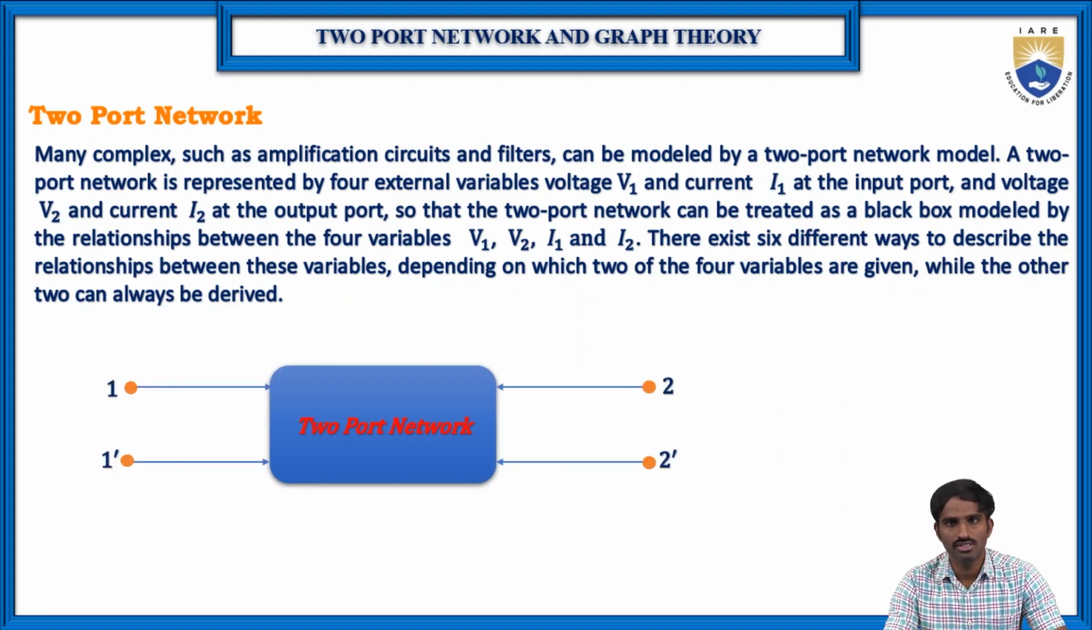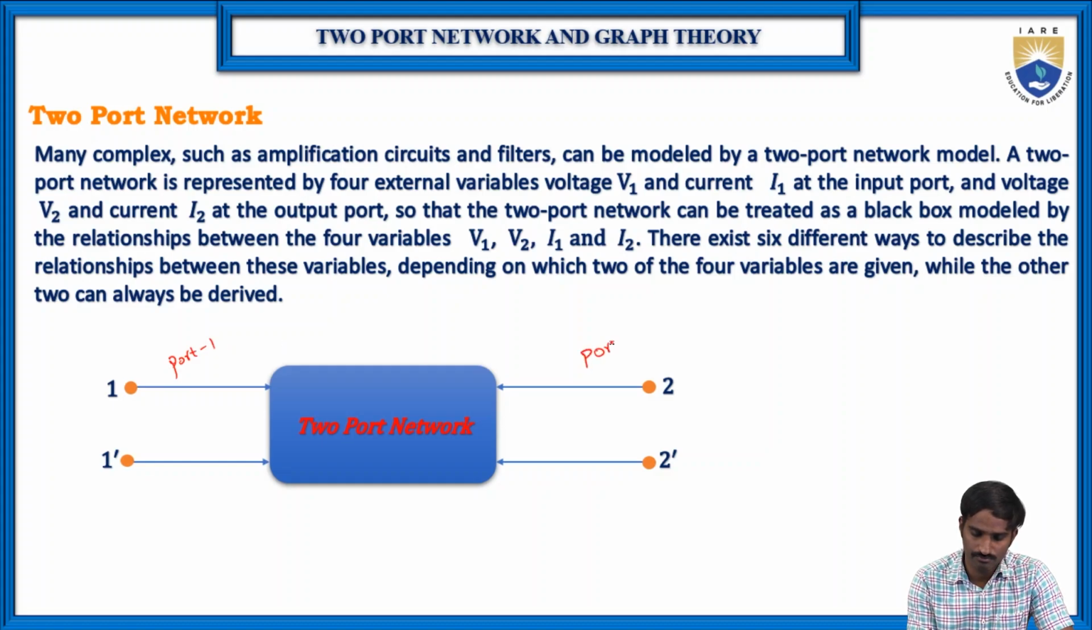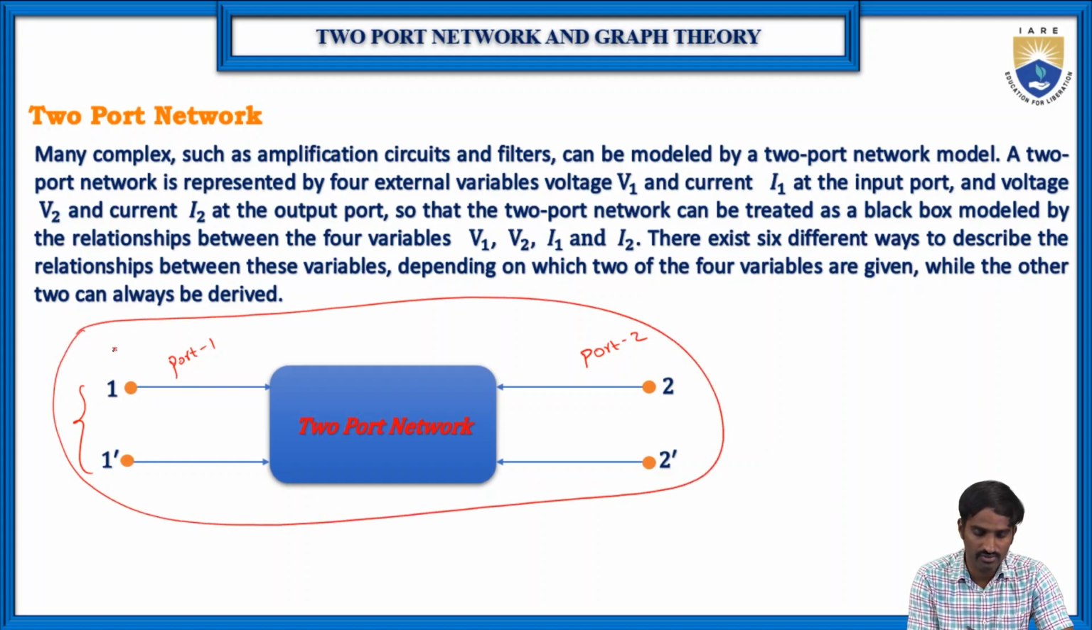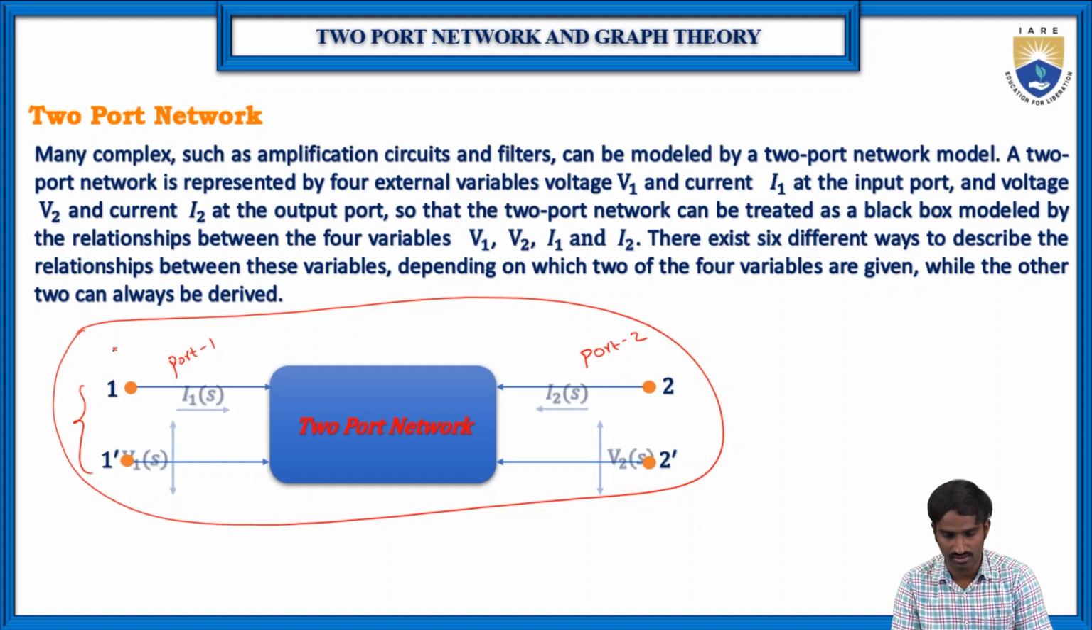Here, this two-port network is the old electrical circuit that we converted into the two-port network. Let us consider this as port 1 and this as port 2. Port 1 has two terminals, namely 1 and 1 dash, and port 2 consists of two terminals, namely 2 and 2 dash. This kind of configuration is called the two-port network representation, or two-port representation.